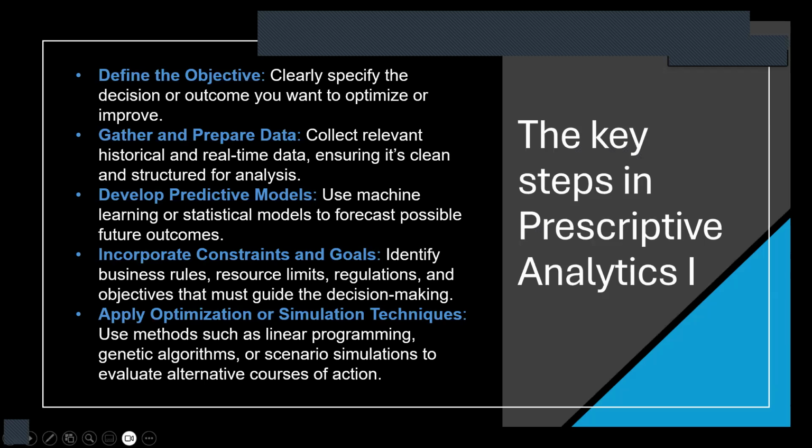So what do you do with this process? You define the objectives, you gather and prepare the data, you develop predictive models, which is what we did in the previous one. Then at this point, that's when you begin to incorporate constraints and goals.